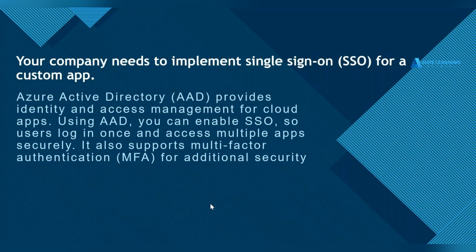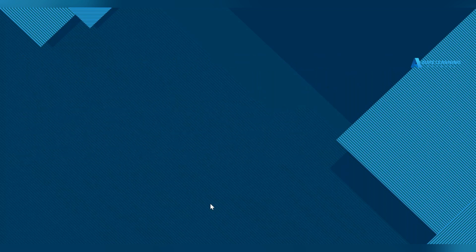You need to sync your on-premises Active Directory with your cloud Azure directory. If you enable it like that, single sign-on comes into the picture. So users log in once and access multiple apps securely. These are all the things we can do here, and it also supports multi-factor authentication and OTP-based authentication. This is the best practice to ensure security. Okay, so let's move on to the next question.